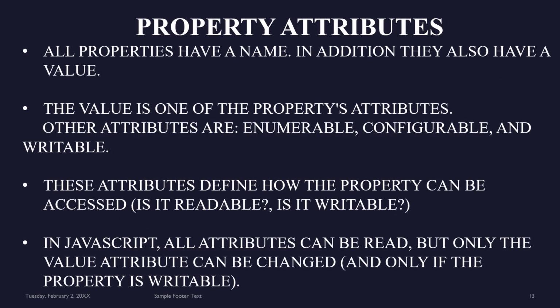Property attributes. All properties have a name. In addition, they also have a value. The value is one of the property's attributes. Other attributes are enumerable, configurable, and writable. These attributes define how the properties can be accessed. Is it readable or is it writable? In JavaScript, all attributes can be read, but only the value attribute can be changed, and only if the property is writable.